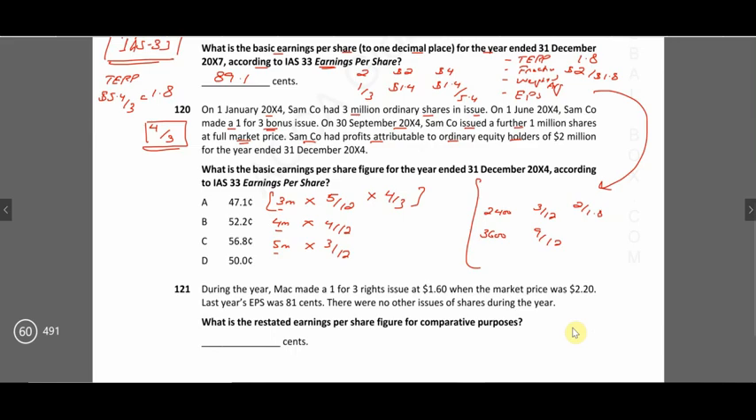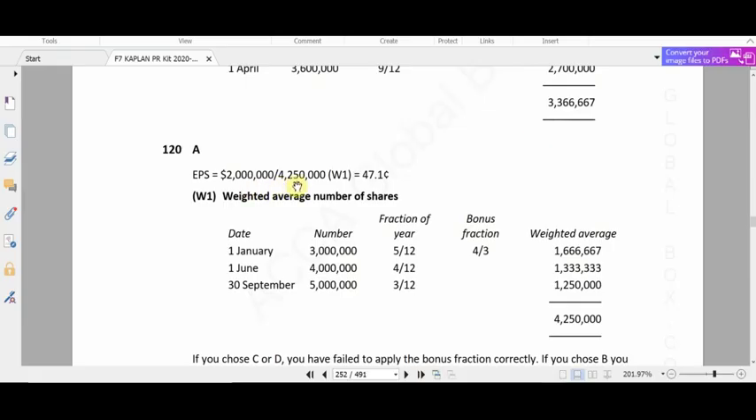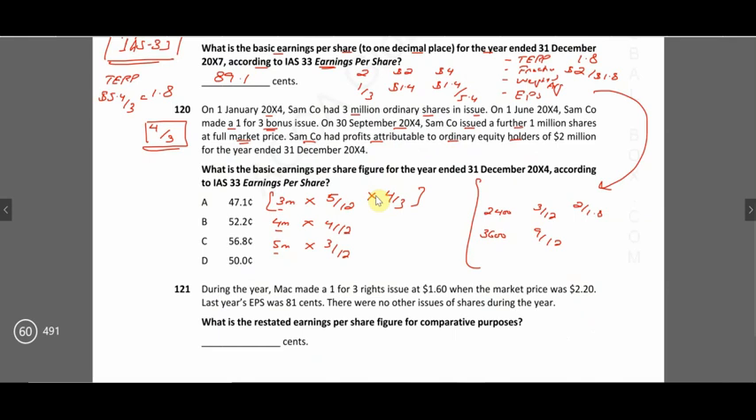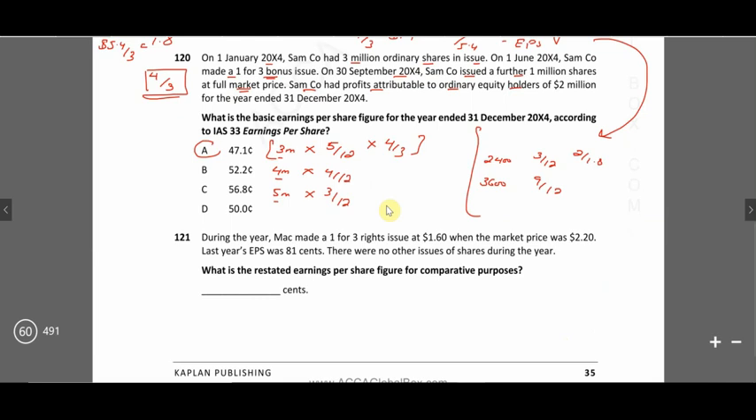The profit is 2 million. 2 million divided by 4,250, and then you get the answer, which is 47.1 cent. This is the answer. So whenever you are having this type of question, be aware that in the bonus issue, we need to multiply it by the bonus fraction. When we have the rights issue, then we need to do certain steps, theoretical ex-rights price and things like that.